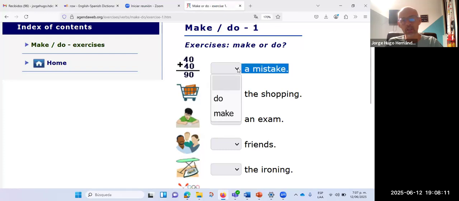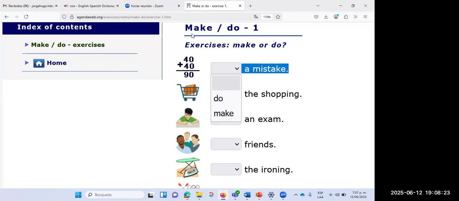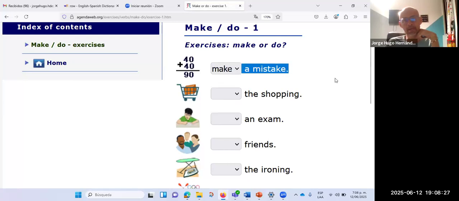So here, when you are going to say a mistake, you use do a mistake or make a mistake. What do you think, guys? Make. Okay, good. Make a mistake. Remember, in Spanish, it's the same do and make, no? Hacer. Do and make in Spanish, hacer is the same.